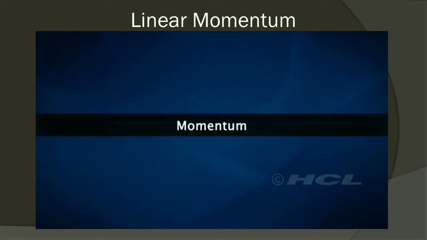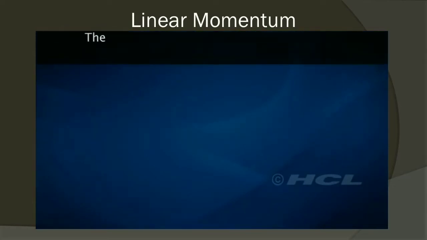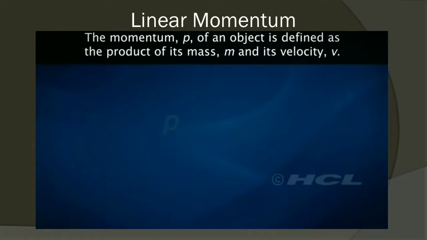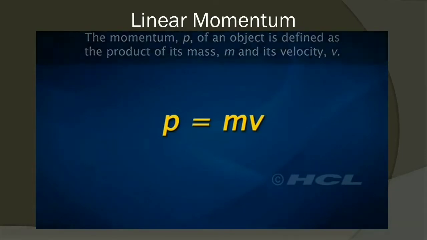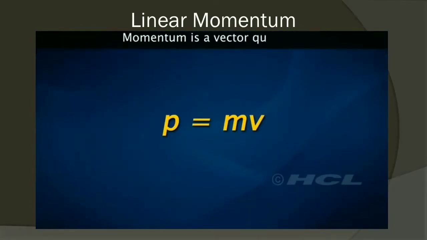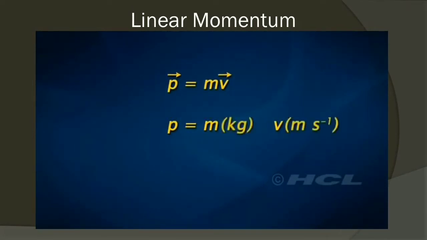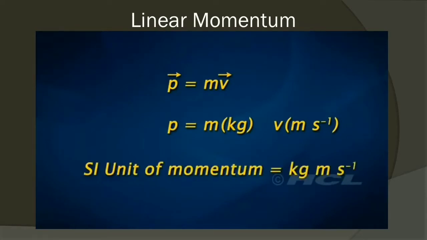These observations were used by Newton to introduce a property called momentum. The momentum P of an object is defined as the product of its mass m and its velocity v. So, here we can find the formula of momentum: P is equal to m into v. Momentum is a vector quantity because it has magnitude as well as direction. Clear? And the unit of momentum in the SI system is kilogram meter per second.